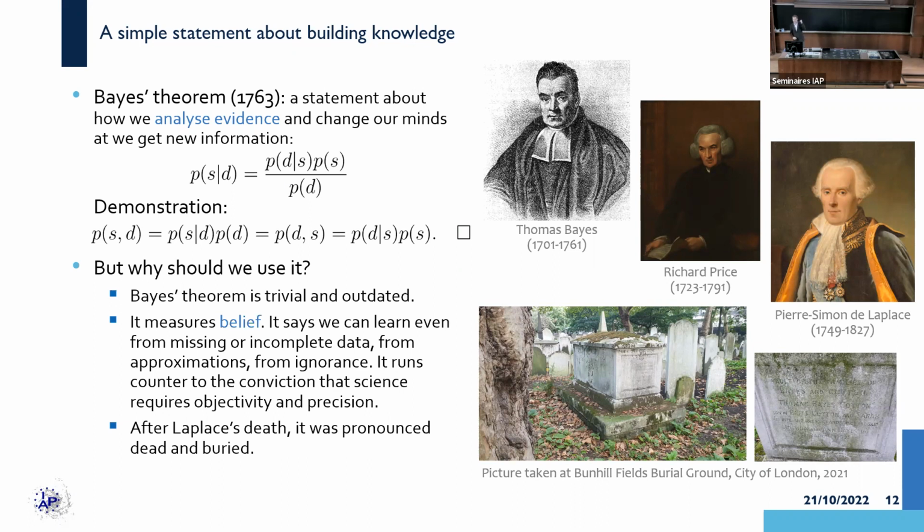This is trivial and this is outdated. Furthermore, it actually measures belief. It says you can, in fact, learn from even missing or incomplete data, even from approximations, even sometimes from complete ignorance. So it really runs counter to the conviction that science requires objectivity and precision. And this is why, for many scientists, after Laplace's death, Bayes' theorem, or Laplace theorem, was pronounced dead and buried.